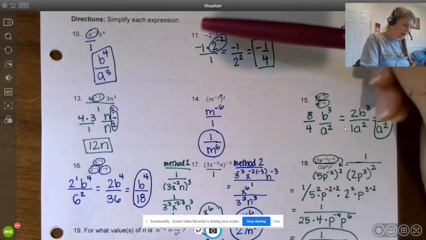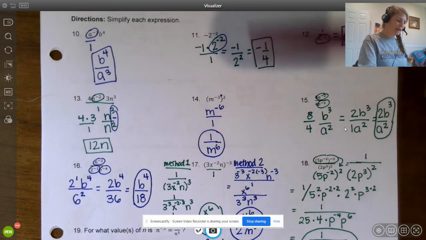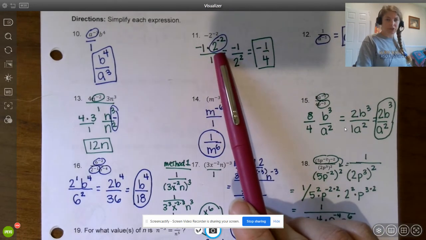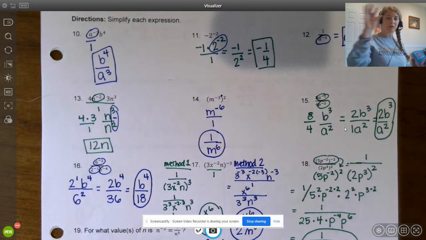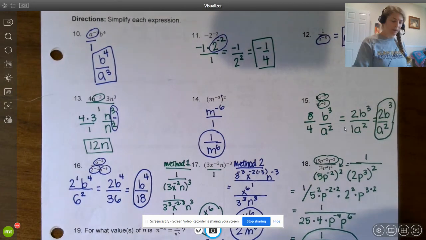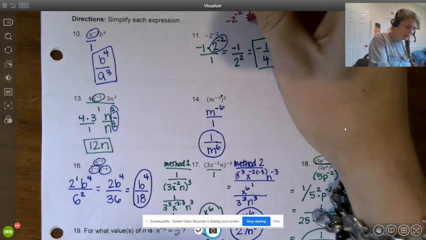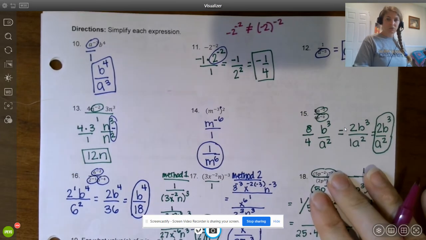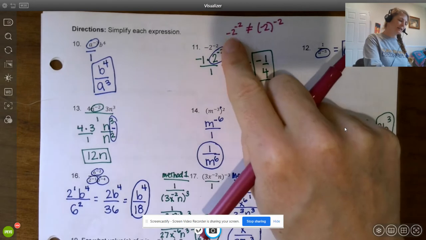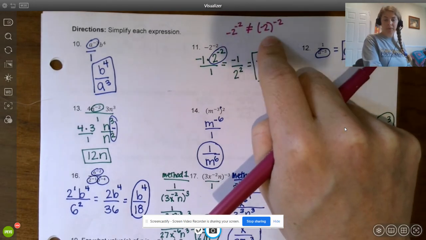Okay. Number 11, notice that this negative 2 is really negative 1 times 2. That negative 2 exponent, its base is not all in negative 2 because we don't have those parentheses. So we know that negative 2 to the negative second is not the same as negative 2 with parentheses to the negative second. Really be aware of that. This here is going to end up being a negative, where when we have the parentheses around all negative 2, that will end up being a positive.